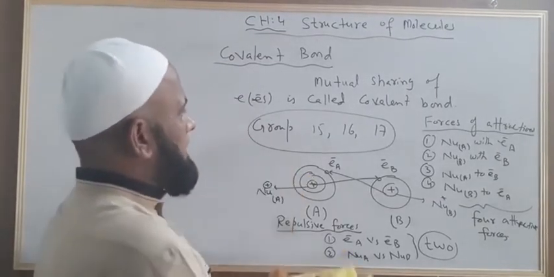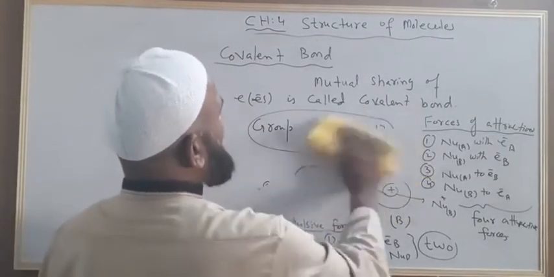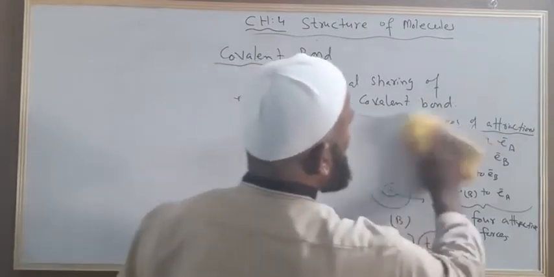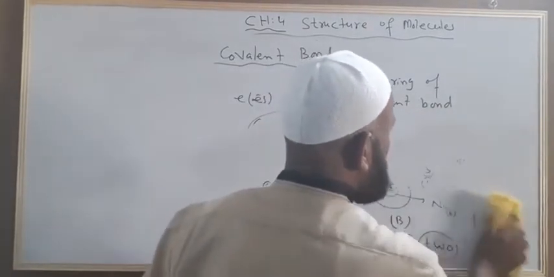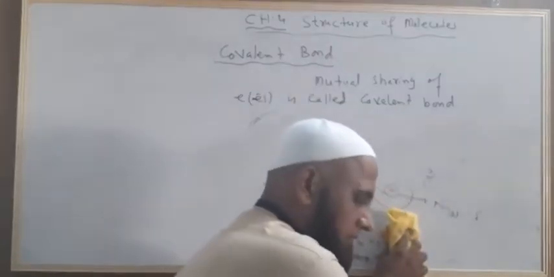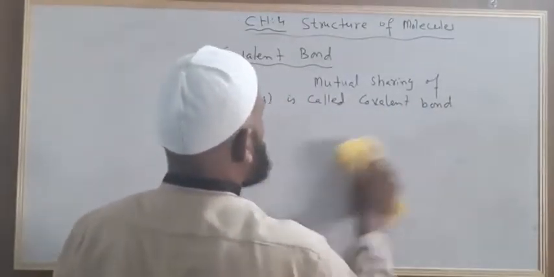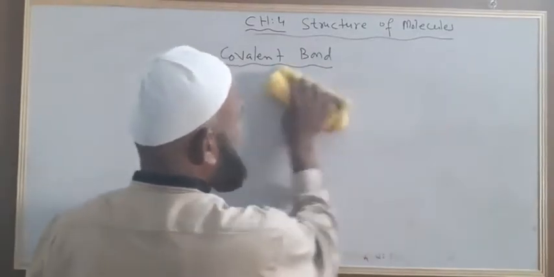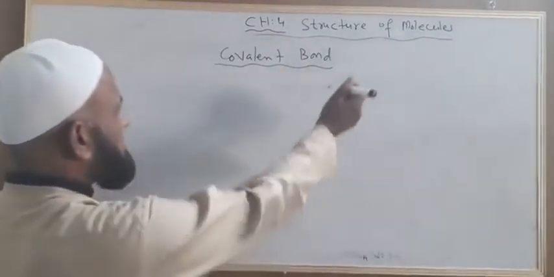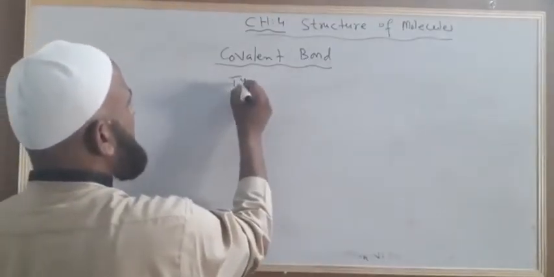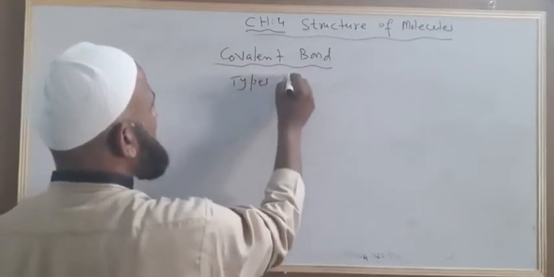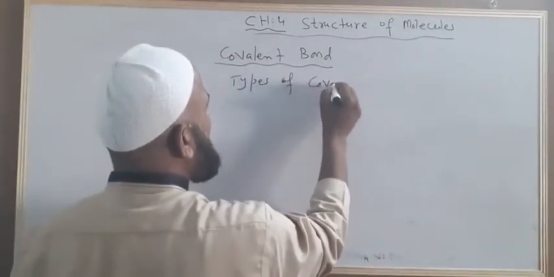So the next topic is the types of covalent bonds.